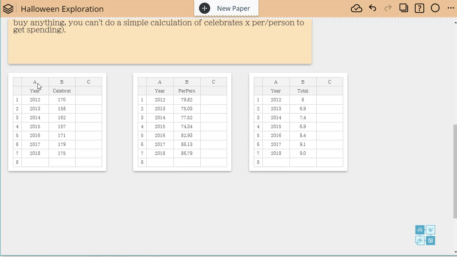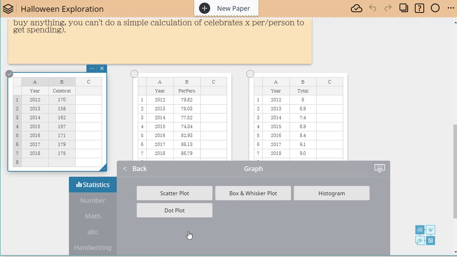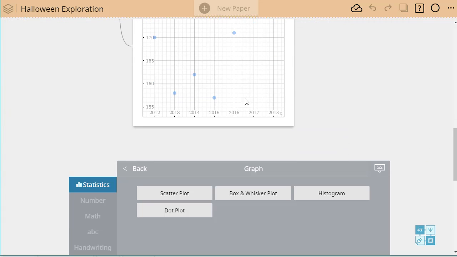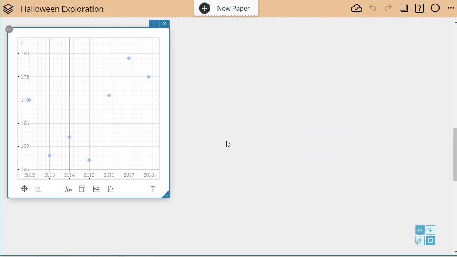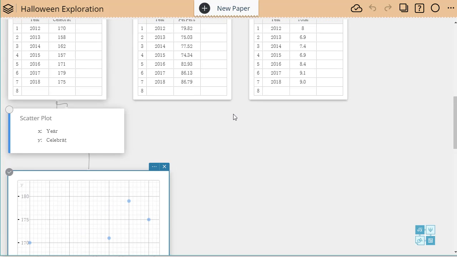To make the graph, I'm going to use the year as my independent, and then the amount as my dependent. So selecting them, I have some choices here. Let's go to graph, and let's make a scatter plot first just to see what that looks like. So here's the graph of my years. You can see that it's not linear for sure, and each year is kind of changing, so that's interesting.